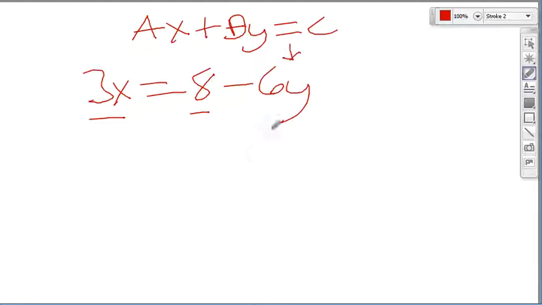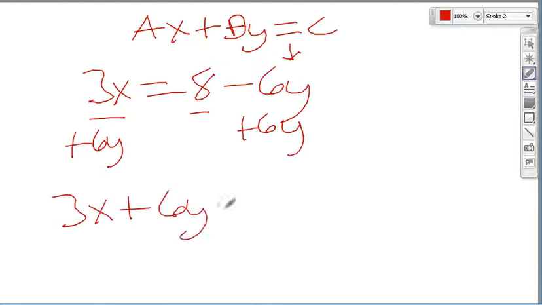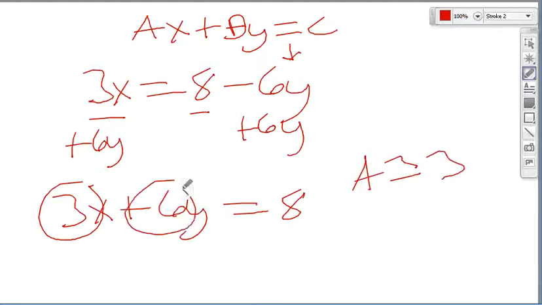But we need to move this negative 6y to the other side of the equation. So we're going to do that by using the opposite operation of addition. And if we add 6y to the right side, we have to add 6y to the left side, which gives us 3x plus 6y equals 8. This equation is now in standard form. Our a is 3. Our b is a positive 6. And our c is 8.